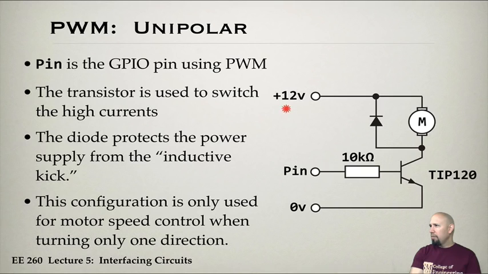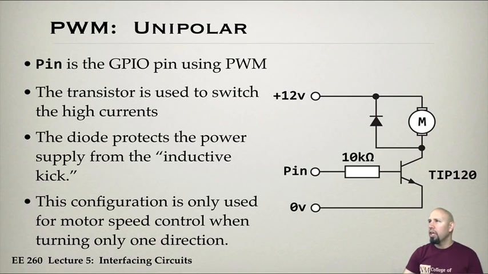It turns out that just by adding a diode around here, that's sufficient to avert that. Instead of the extra current from the motor heading off into the power supply, it circulates through this diode. That's called a freewheeling diode, and it helps prevent that. So again, unipolar is used only when the motor speed control is going one direction. If you're only concerned about one direction of the motor, that's where you would use unipolar.